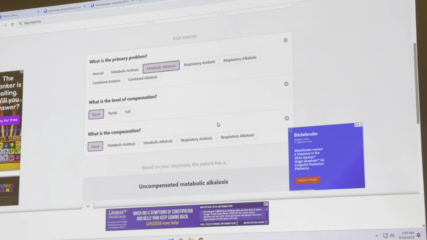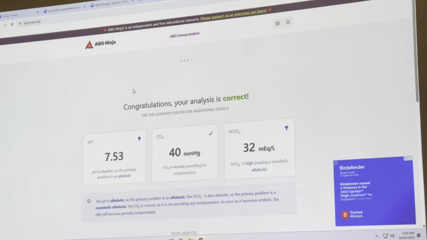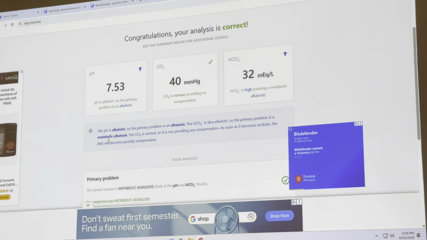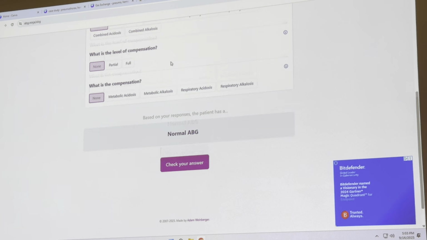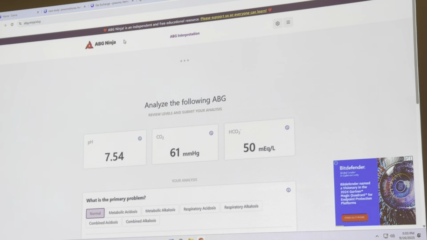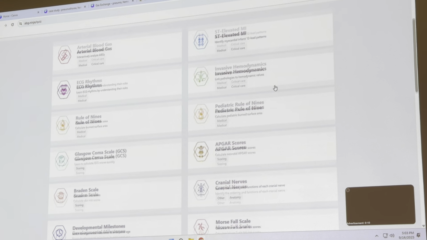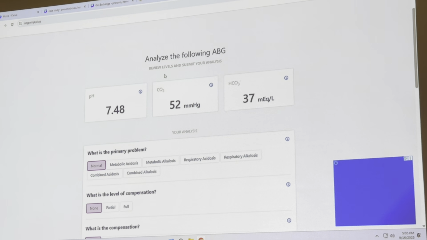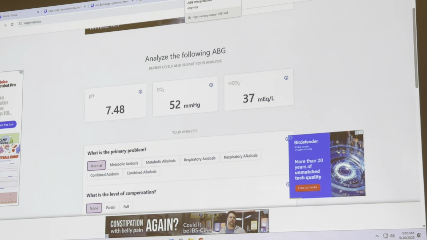If your bicarb or your CO2 is off one way or the other, it's going to treat that. At the very end, it tells you your response, you check your answer, and then it'll say congratulations, you're correct, and it'll give you a breakdown of why it's correct, okay? Then go to the next one. That's ABG Ninja is what this is called, and it has several other quizzes on here too. It'll pull you to here first, and it has all kinds of stuff, but arterial blood gas is what you're going to shoot for. Every time you go into it, it gives you slightly different values. So that's a good resource.